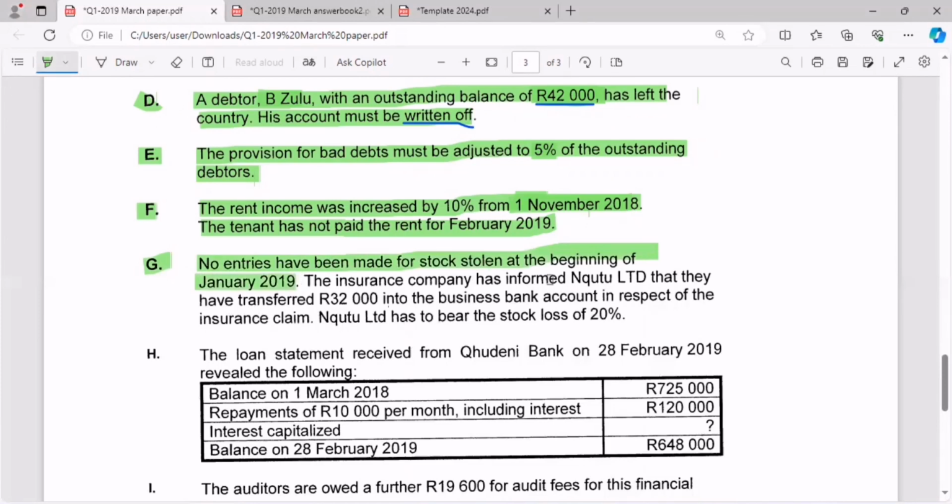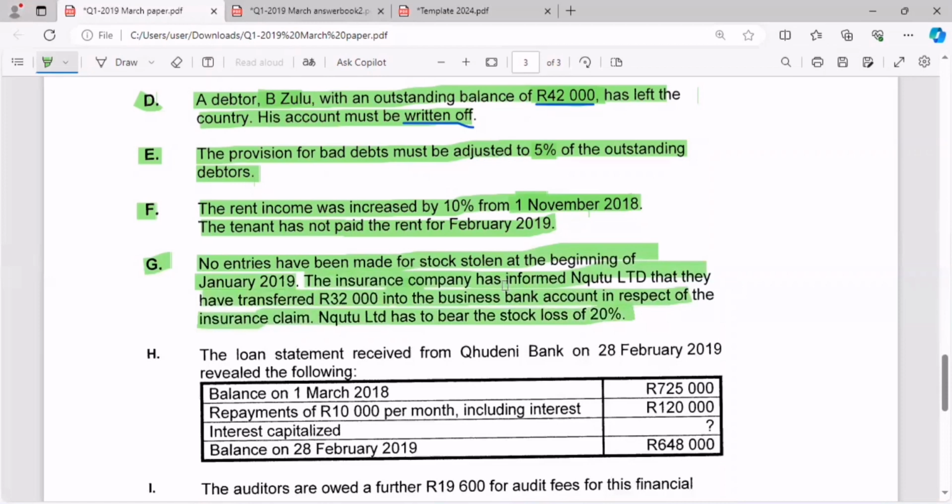The insurance company has informed Motu Limited that they have transferred 32,000 to the business bank account in respect of the insurance claim. Motu Limited has to bear the stock loss of 20%. So guys, this one is straightforward.